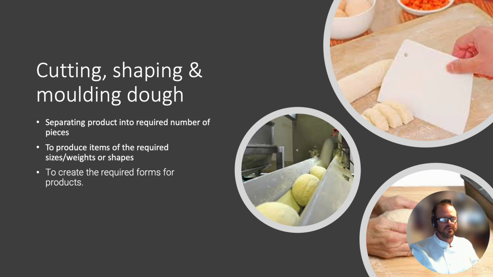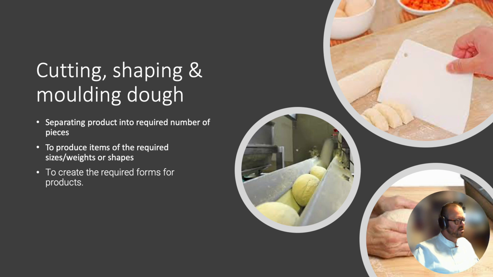So, yeah, moving on. Cutting, shaping, and molding. We've got cutting as the top picture there, where we're using our pastry scraper. Maybe we're separating the product into the required number of pieces, and that looks like it's possibly bread or pastry. Shaping, that's a machine shaper, creates the rounded shape that we want. And molding is just about creating the required form.